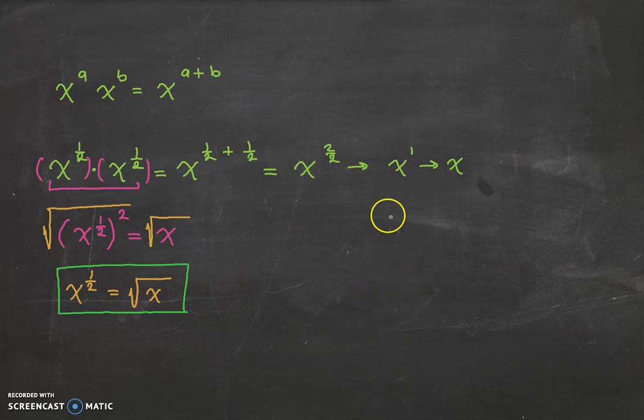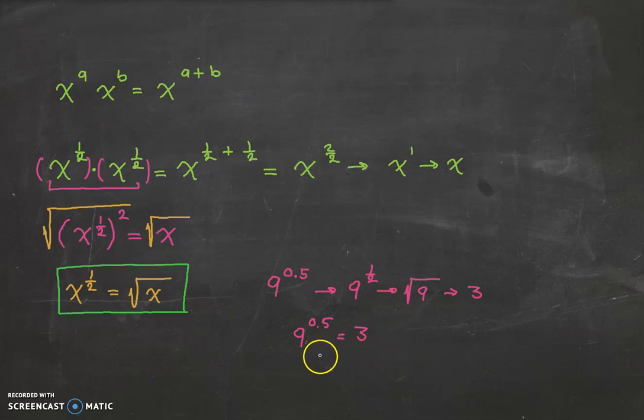So, returning to the question we had on the previous screen, if I have 9 to the 0.5, I can rewrite that as 9 to the 1/2. And if x to the 1/2 equals the square root of x, then 9 to the 1/2 should equal the square root of 9, which equals 3. Okay? So I can rewrite this as 9 to the 0.5 equals 3.